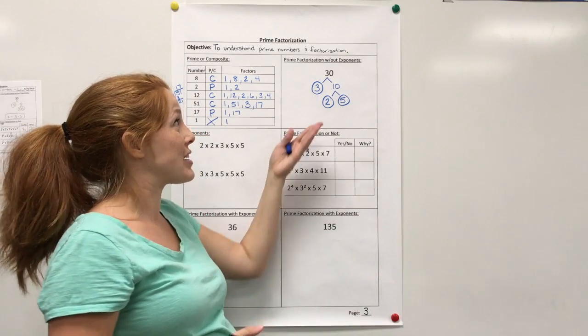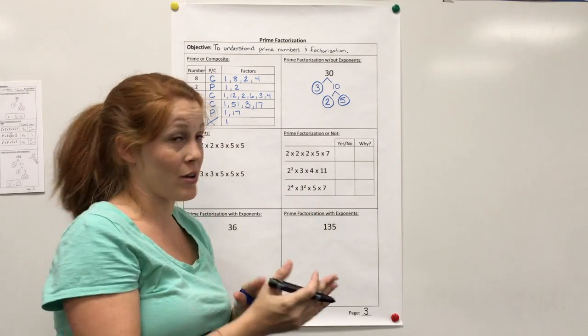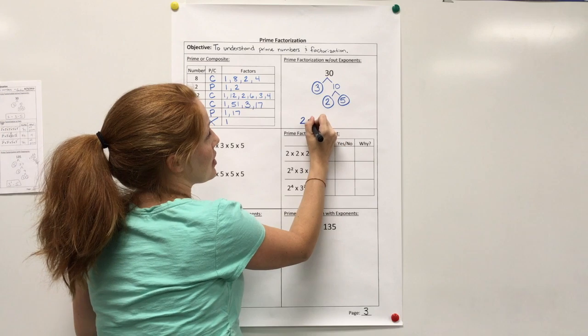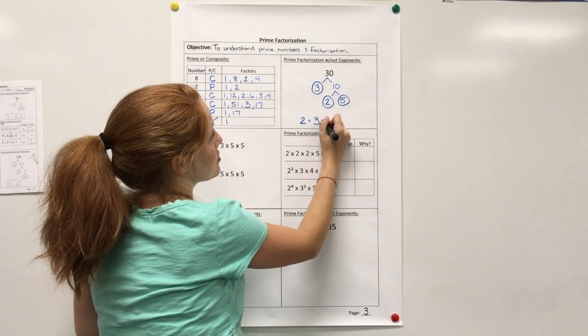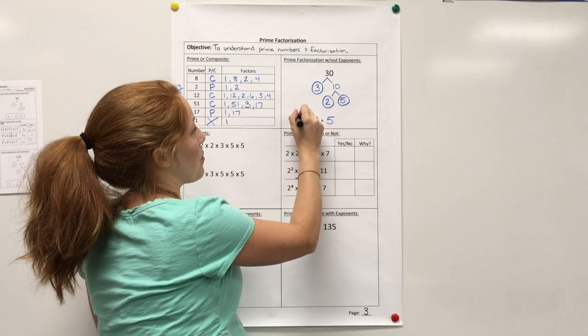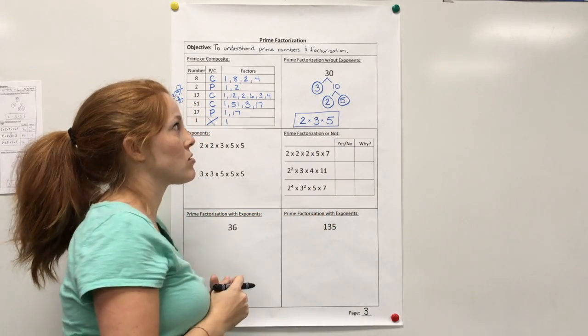Now, when I write my expression out, I like to write them going from least to greatest, but it's not required. Okay, so I'm going to write 2 times 3 times 5. All right, this would be an example of a prime factorization that does not have any exponents.